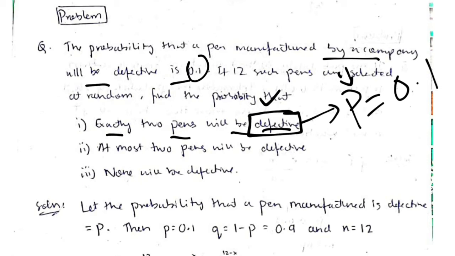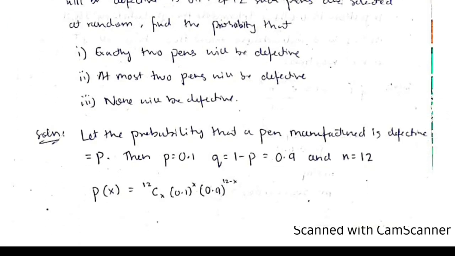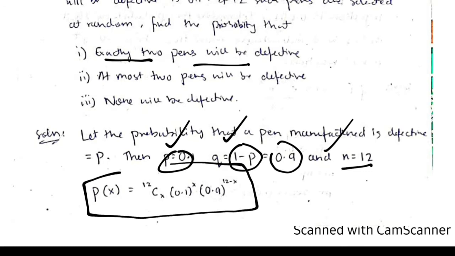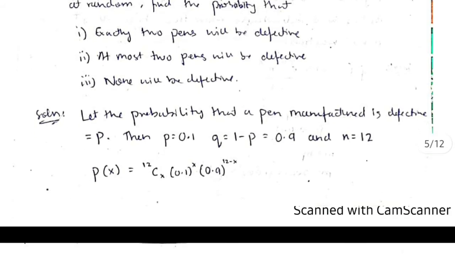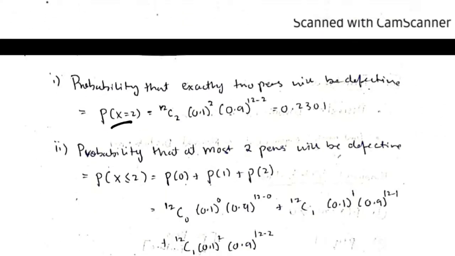Then after getting p, we find n, which is 12 such pens. And what we have to find out is exactly 2 pens will be defective. We know p is 0.1, therefore q is 1 minus p, which is 0.9, and n is 12. After getting the 3 values, you can proceed. Write the formula, nCx p power x q power n minus x. Exactly 2 pens are there, so x value is 2. We have to find p of x equal to 2. So in the place of x, substitute 2 and find out the answer.